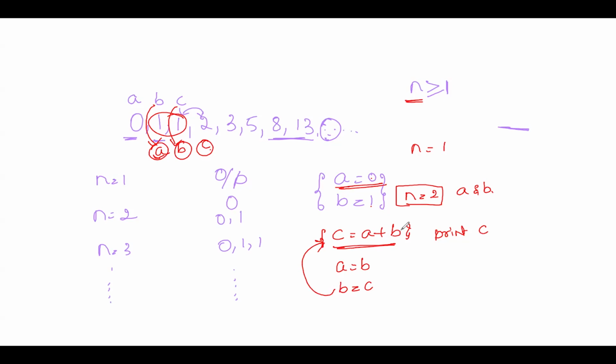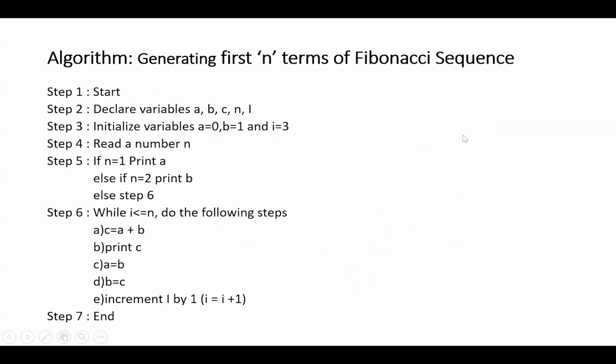Now, let us see the algorithm, then that will be clear to us. So this is how the algorithm looks like. So we'll take one example and iterate. All right. So let us see this algorithm. Initially we will begin with the start. Declare variables A, B, C, N, and I. Okay. Now, initialize the variables A is equal to 0, B is equal to 1, and I is equal to 3.